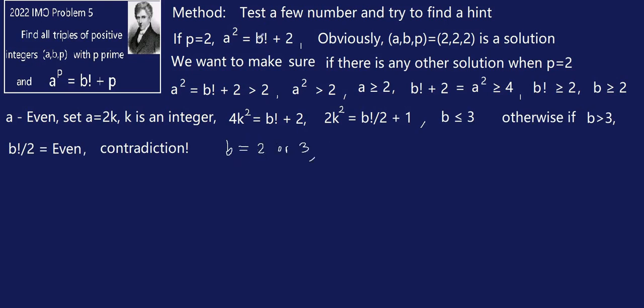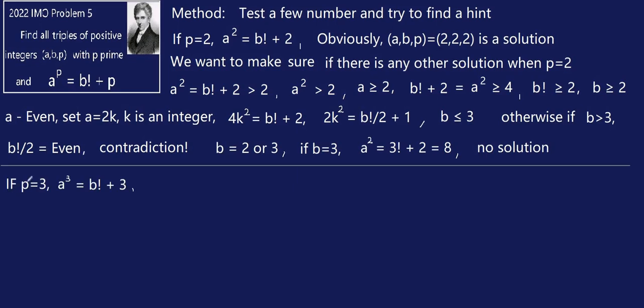If b is equal to 2, we get a is equal to 2. If b is equal to 3, we get a squared equal to 3 factorial plus 2, which is equal to 8. So there's no solution in that case.